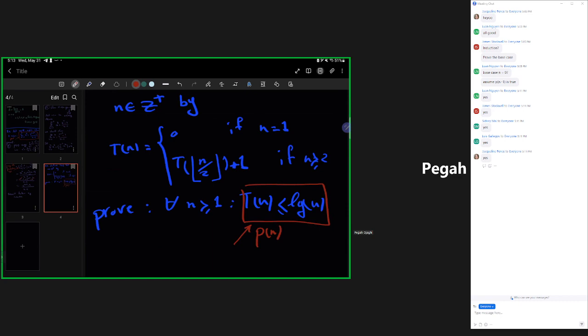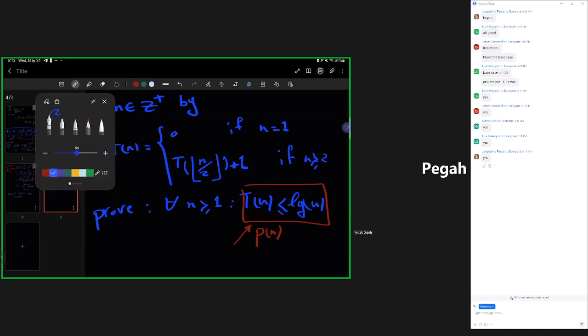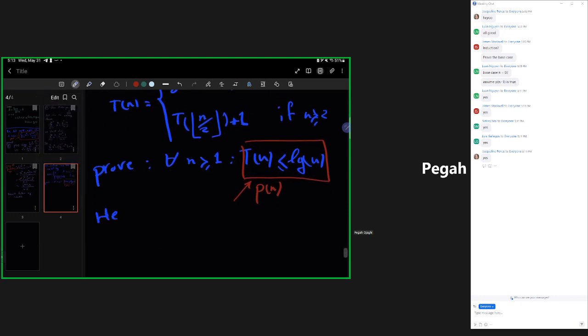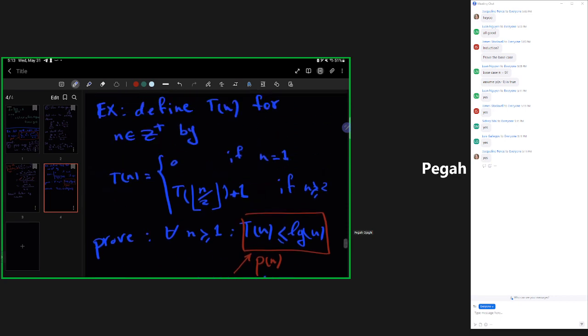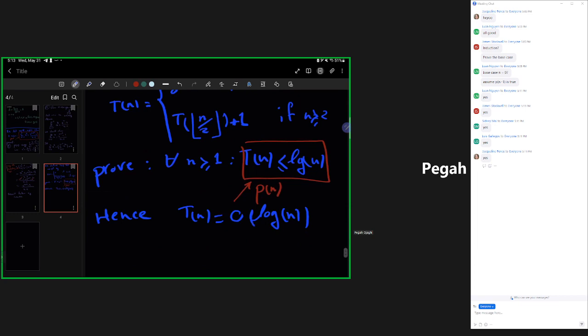Anybody have any idea? Hence, T of n is O of log n. That's easy, because if T of n is less than log n, and we know T is positive, then it is O of log n. So we just need to show P of n is true.